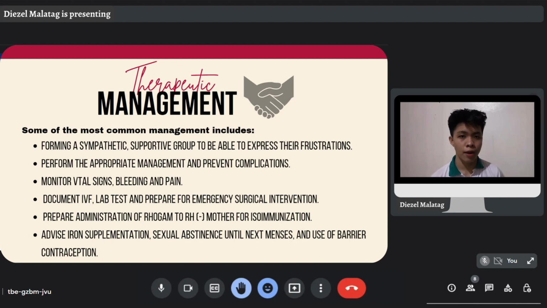We also need to prepare administration of ROGAM to Rh-negative mothers for isoimmunization. Then we also have to advise iron supplementation because pregnant women are very prone to anemia. Lastly, we also have to advise refraining from sexual intercourse until next menses and advise use of barrier contraception for the meantime. Then to discuss the types of abortion, we have Miss Shane Nicole Palakay.